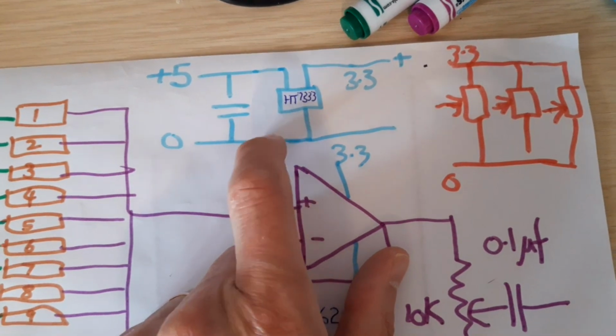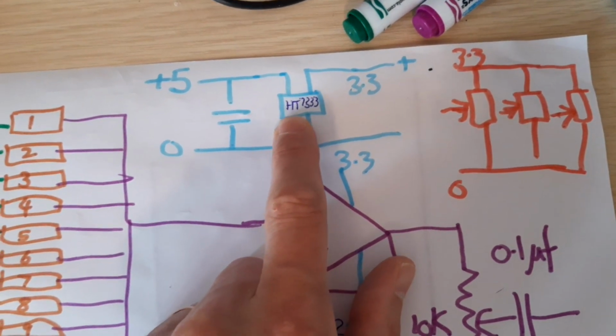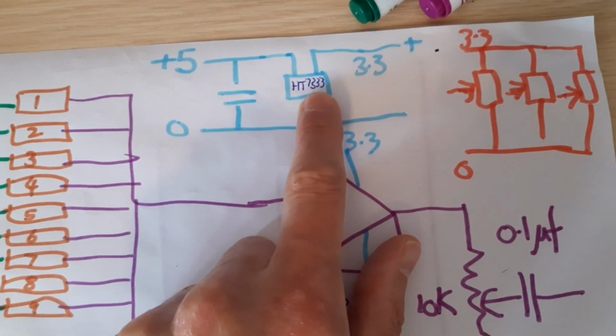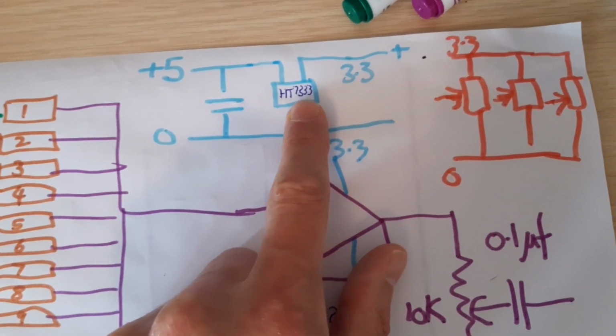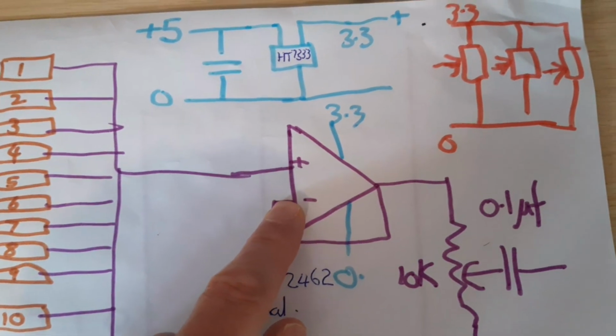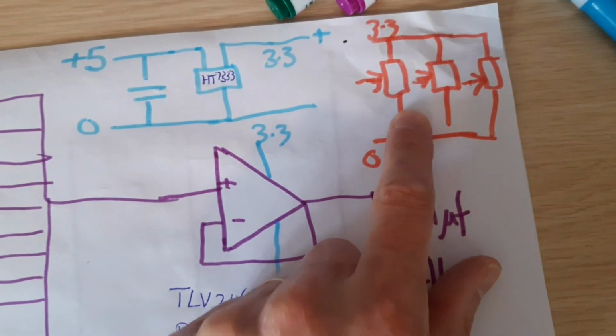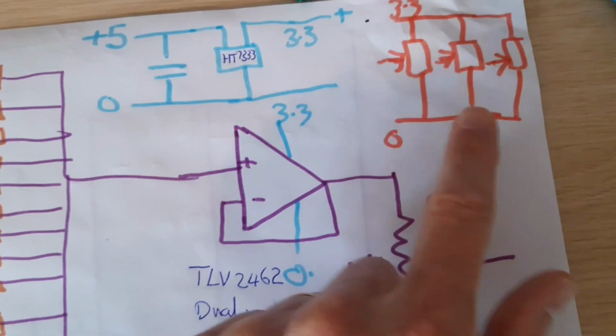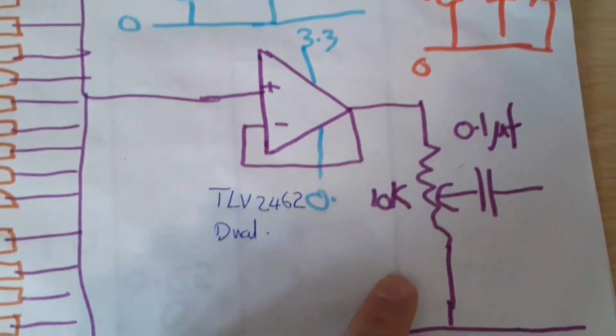There's also on that board a voltage regulator, an HT7333. That's a 3.3 volt regulator. So that takes some of the load off the Raspberry Pi, so that can power the op-amp and also send voltage to the 3 pots that are needed for the analog to digital part.